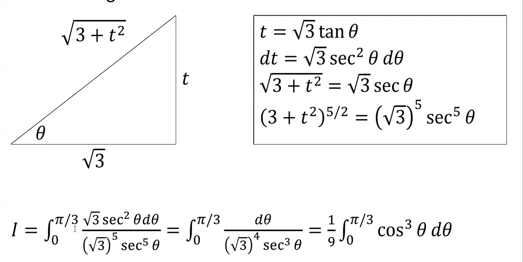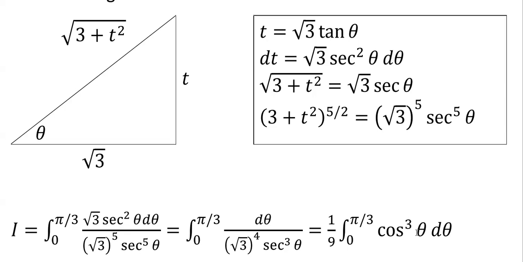Now we substitute everything. You should get this. Now we start simplifying. We would have square root of 3 to the 4th power on the bottom, so that's just 3 times 3, which is 9. So 9 out in front. And then secant squared divided by secant to the 5th is secant cubed on the bottom, and this becomes cosine cubed. This is exactly like the very first problem, if I remember correctly.